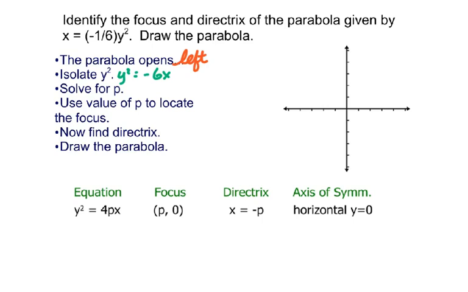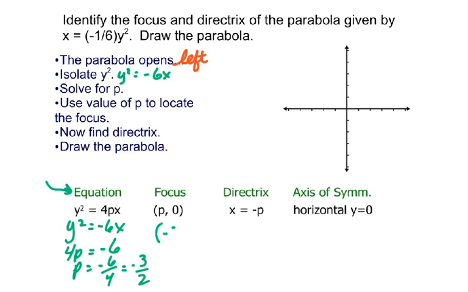The next thing we'd like to do is to solve for p. So based on our equation model down here, we have y squared equals 4px, and our equation is y squared equals negative 6x. That means 4p must be equal to negative 6, or p is equal to negative 6/4, which reduces to negative 3/2. That means that our focus is negative 3/2, 0. It means our directrix is x equals negative of negative 3/2, so that's x equals just positive 3/2.